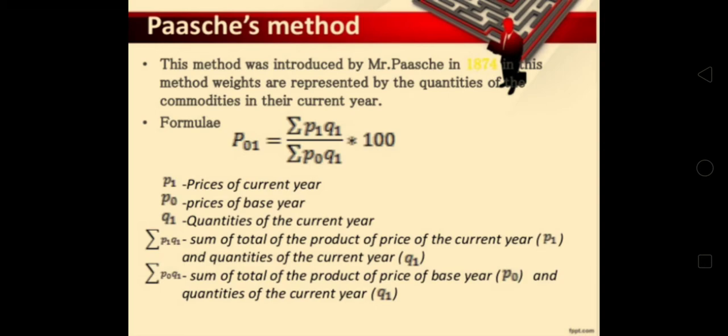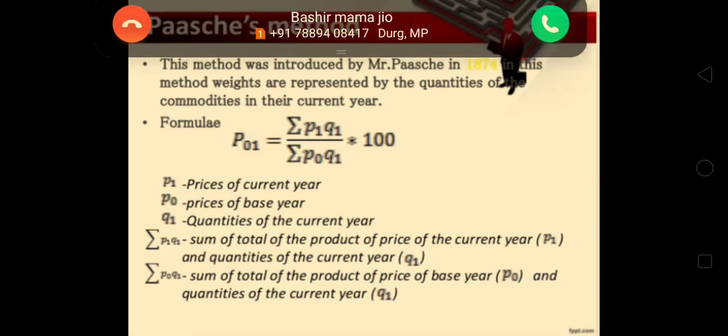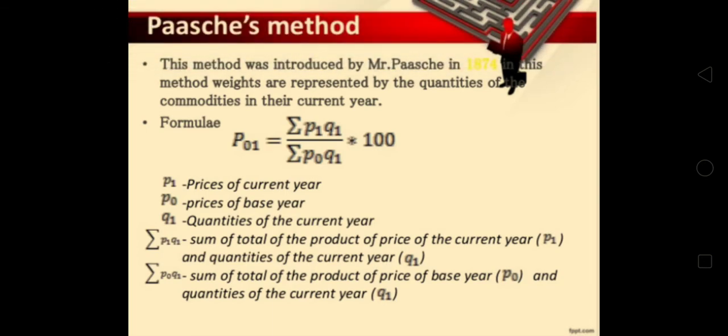Paasche's method is there. Again this method was given by Mr. Paasche in 1874. In this method, weights are represented by the quantities of the commodities in the current year. Formula is there. P01 is equal to sum of P1 Q1 divided by sum of P0 Q1. Little variations are there. Sometimes we are multiplying prices of base year and quantities of base year. But in this, we have to multiply price of current year, quantity of current year, and price of base year, quantity of current year. Okay, it is mentioned here.